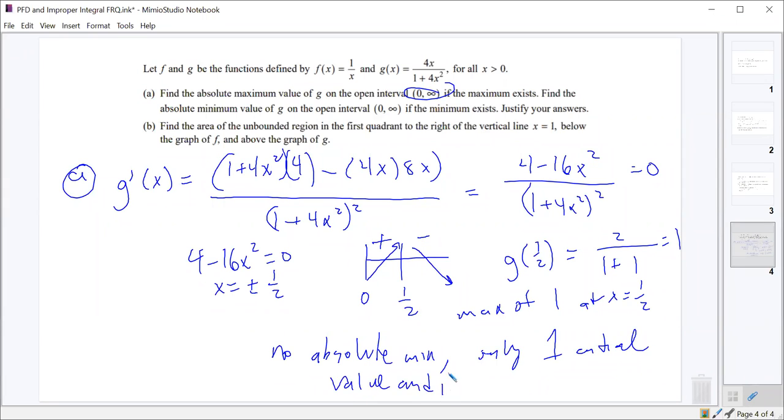Which is a max, as well as there are no endpoints to check. If there are endpoints to check, then we might have an absolute min, but since there are no endpoints to check, we don't have one for sure.